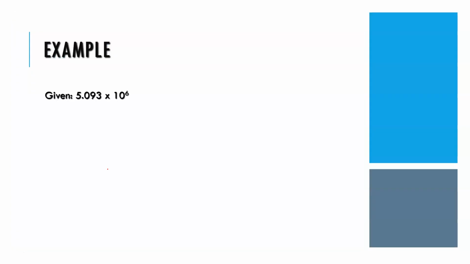Let's look at an example. You are given the number 5.093 times 10 to the 6th. So I need to move that decimal 6 places, and since it's positive, I need to move it 6 places to the right. So I go 1, 2, 3. Now I've run out of places, so I keep moving 4, 5, 6, and I replace those empty places with zeros, giving me my answer of 5,093,000.